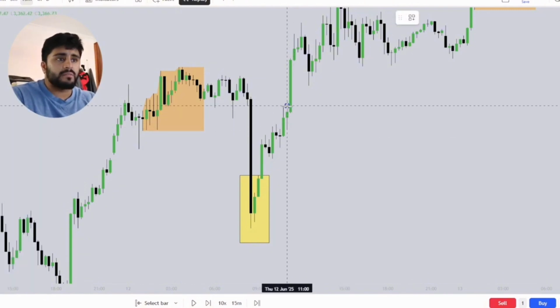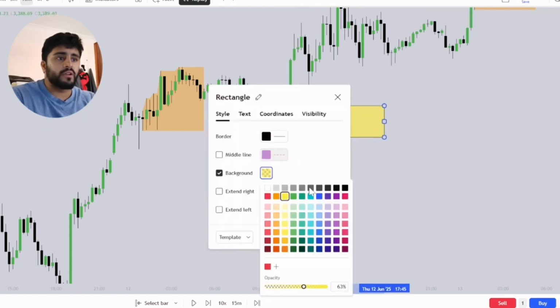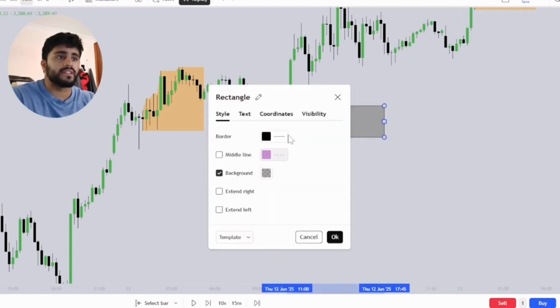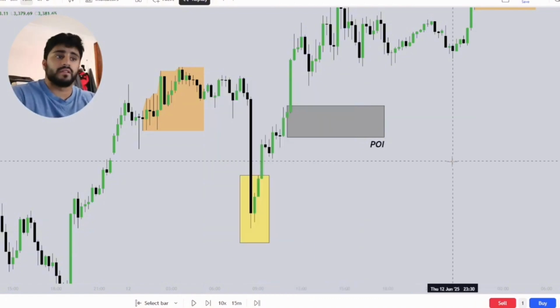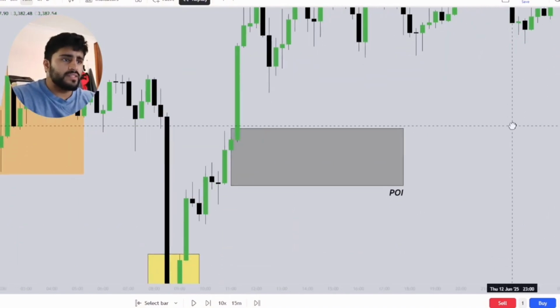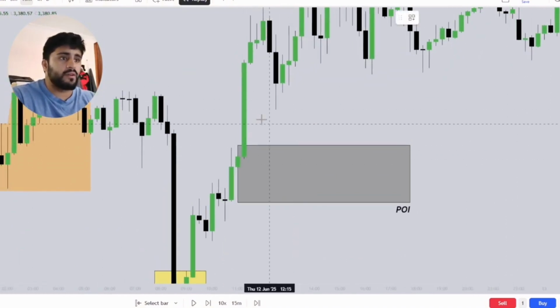And so my POI is going to be something like this, right? This is my POI, and I'm going to make this very clear for people why this is essentially a POI. POI is a point of interest, an order block, a demand area, whatever you want to call it. And so the reason this is a POI, and I want traders to understand how I do this, right?